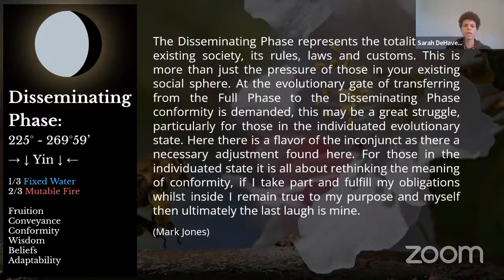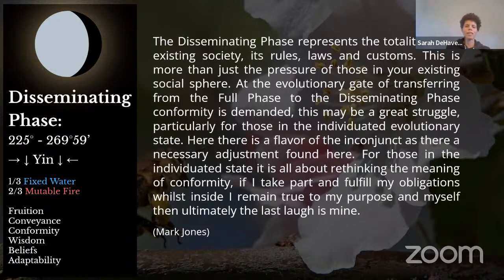At the evolutionary gate of transferring from full phase to the disseminating phase, conformity is demanded. This may be a great struggle, particularly for those in the individuated evolutionary state. Here there is a flavor of the inconjunct, as there is a necessary adjustment found here. For those in the individuated state, it is all about rethinking the meaning of conformity. For example, if I take part and fulfill my obligations, whilst inside I remain true to my purpose and myself, then ultimately the last lap is mine.